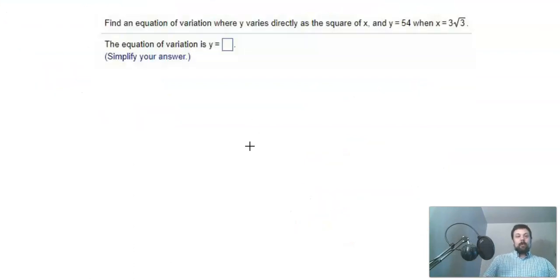All right. Let's take a look at another example. So find an equation of variation where y varies directly as the square of x. So again, don't overlook that little detail. It's really important. The square of x. And y equals 54 when x is equal to 3 square root of 3.